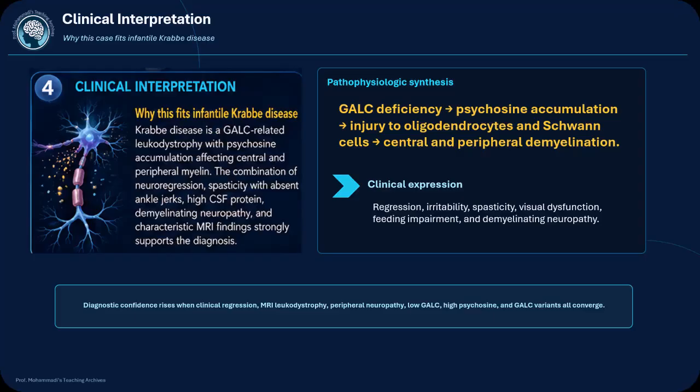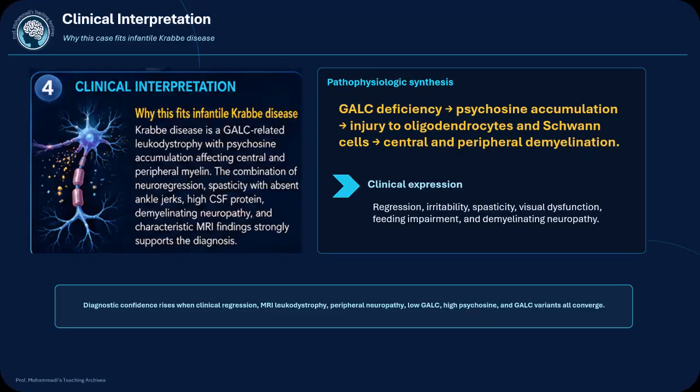Central demyelination produces regression, spasticity, poor visual function, posturing, and progressive neurologic decline. Peripheral nerve involvement produces demyelinating neuropathy and loss of distal reflexes. This is why the case is so clinically distinctive. It is not just a leukodystrophy, and it is not just a neuropathy. It is a disorder that affects both systems.